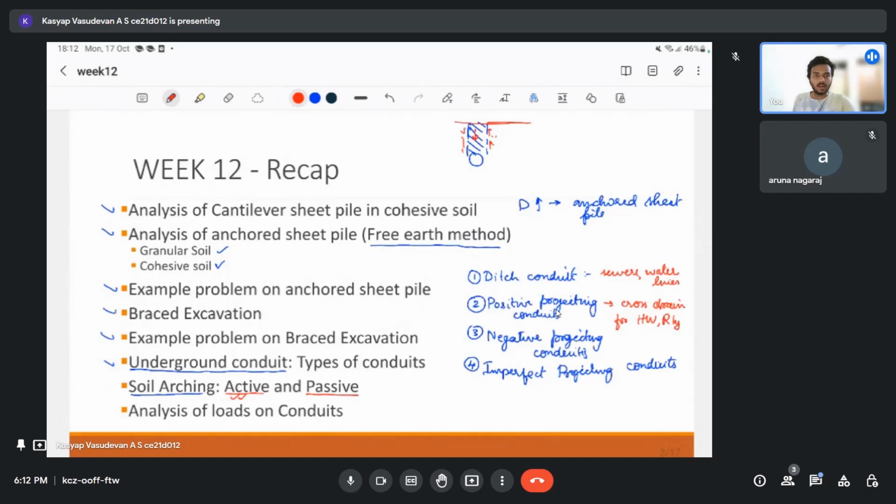Having said that, we ended the week by conducting the analysis of loads on conduits. So we found a way to calculate the vertical stresses on a tunnel or a conduit. We will also solve problems related to that. Okay, so let's move on to the problems.